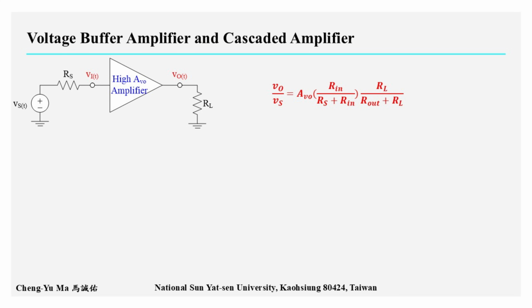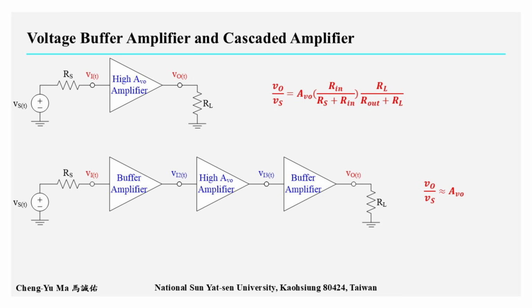Finally, let us compare this with using only a high open circuit voltage gain amplifier by itself, under the disadvantage that its input resistance is not high and its output resistance is not low. In that case, the overall gain will be much smaller than its open circuit voltage gain, depending on the resistor voltage divider effects at the input and output terminals.